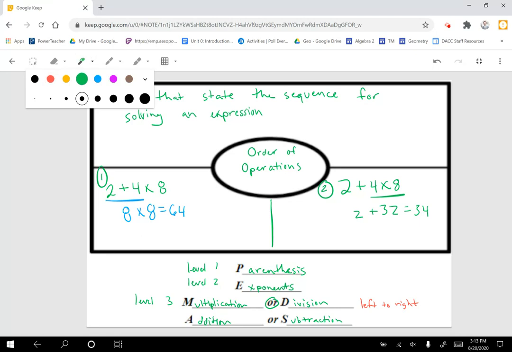I'm going to clarify that a little bit more because I know that might be a little bit confusing. Finally, your last level with addition and subtraction, this actually doesn't matter. So you have a choice.